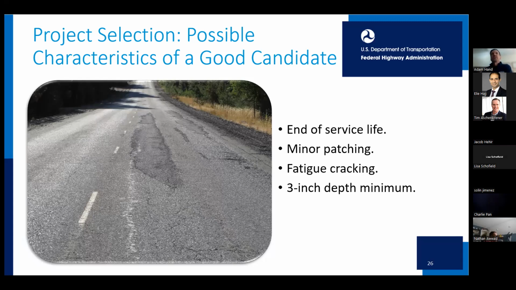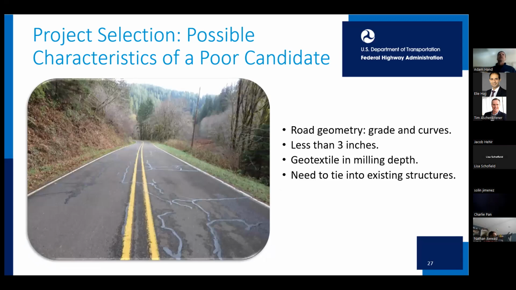So this would be a good candidate, right? To end of the service life. It's got minimal patching. It's got some fatigue cracking, and there's at least 3 inches of hot mix there. We don't have a bunch of steep grades or a bunch of structures that have to be tied into and so forth. This would be maybe a poor candidate because, again, geometric significant grades, being less than 3 inches thick. Geotextiles in the milling area or the milling depth are obviously an issue with CIR, and then the need to tie into existing structures. So they're just a couple of examples.